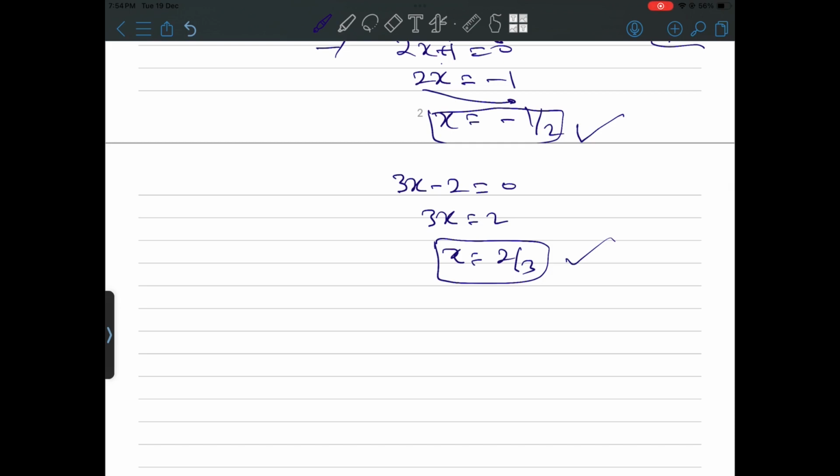So in the next session, I will solve all the questions of exercise 4.1 and onwards.